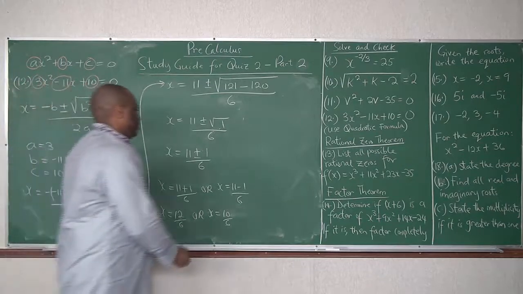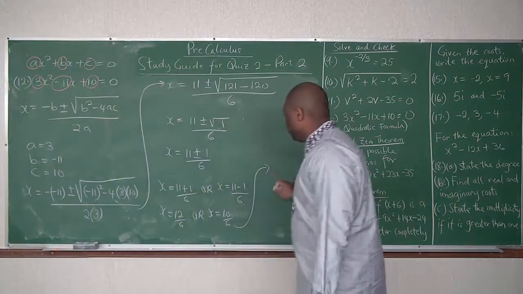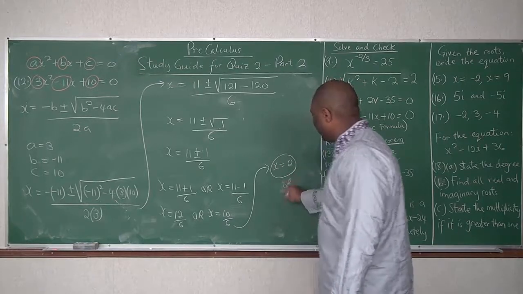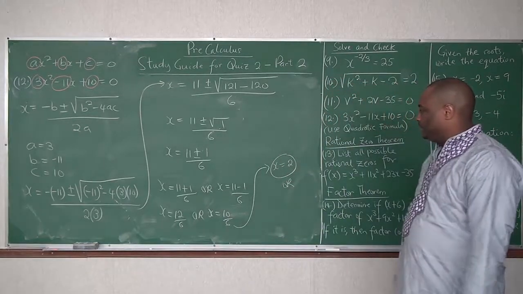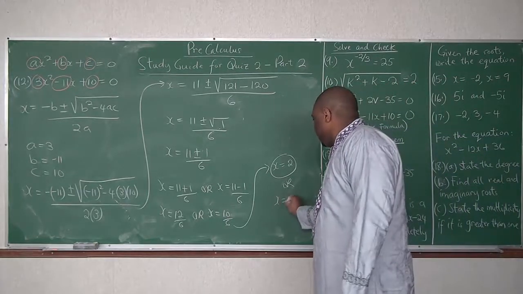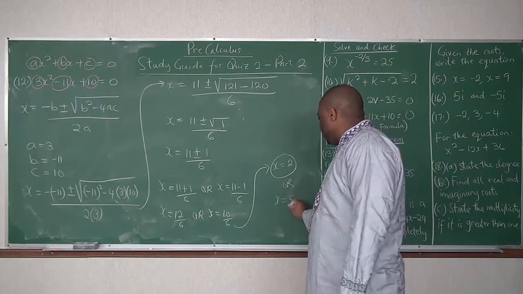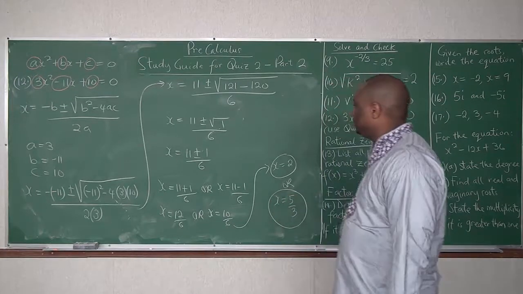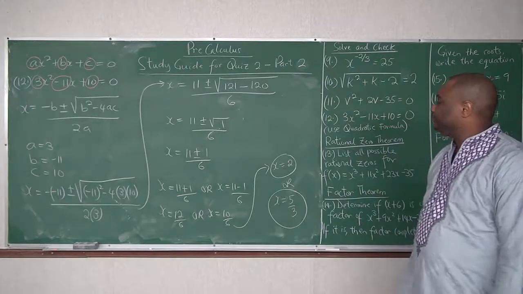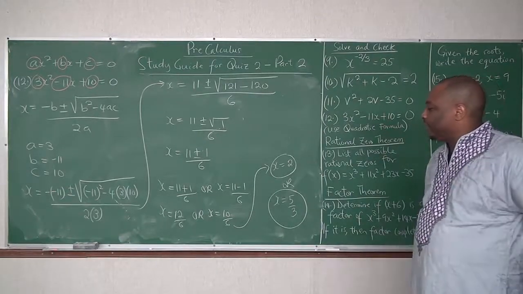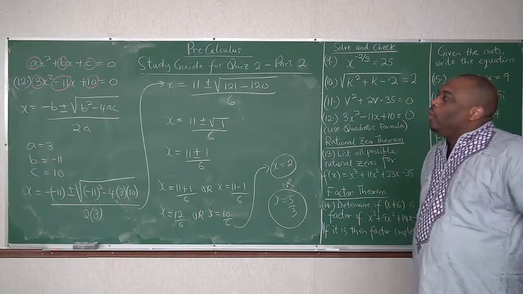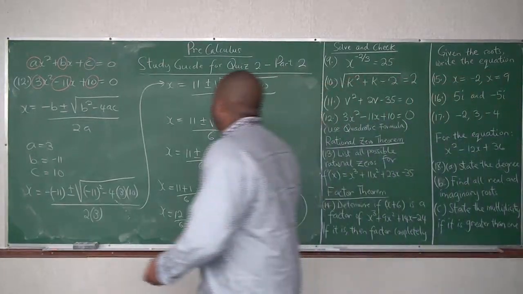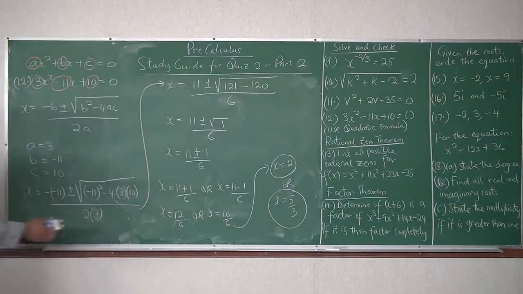So what does this give us, folks? That x is 2, or x is what? 5 over 3. That is what it gives us. x is 2 or x is 5 over 3. What do we do next? We check our work, to make sure that you're correct.